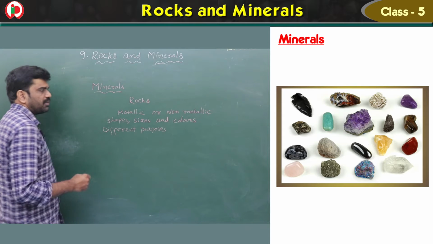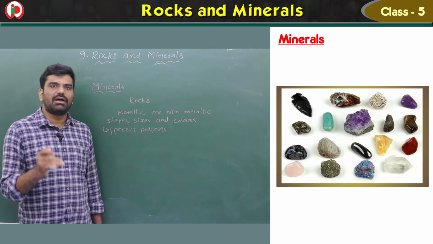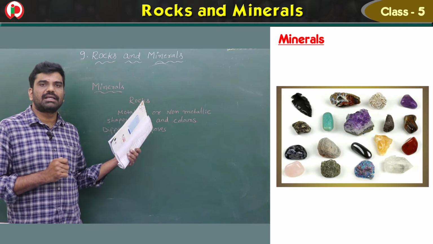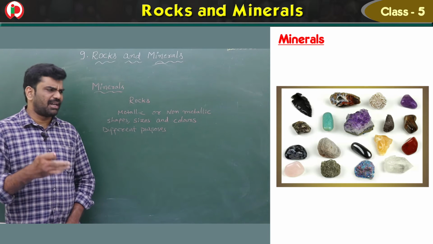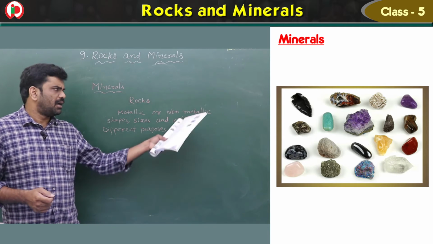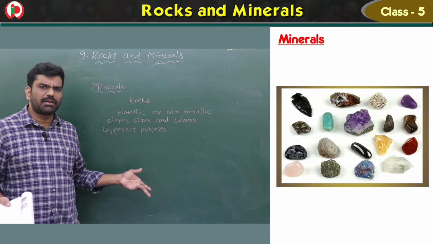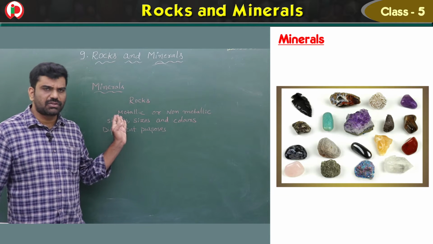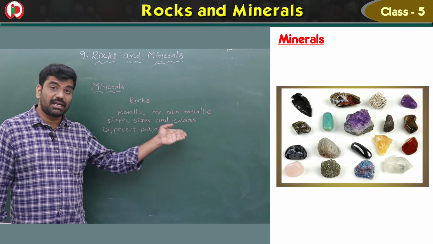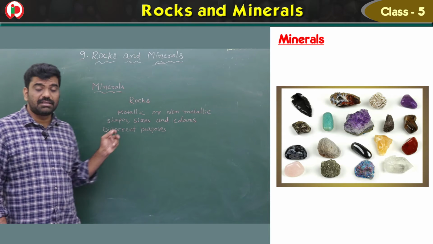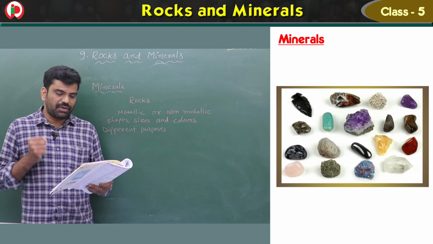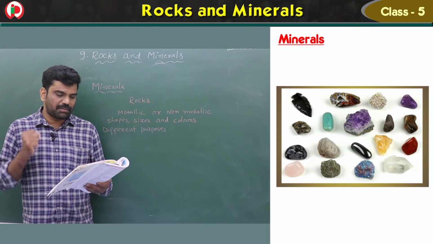See, children, these minerals are formed from the rocks, and there are two types. One is metallic, second one is non-metallic. Metallic means which are made up of metals, and non-metallic means which is not made up of metals. They can be of different shapes, like rocks only, different sizes and colors. And these minerals are used for different purposes.